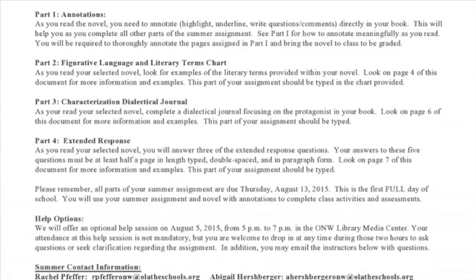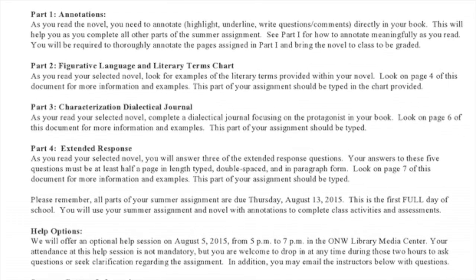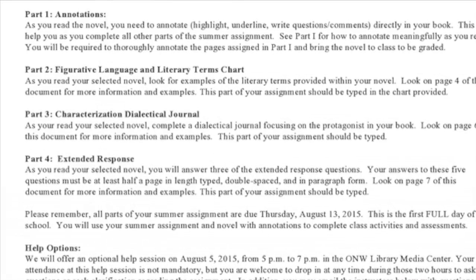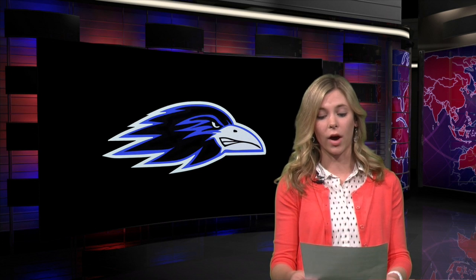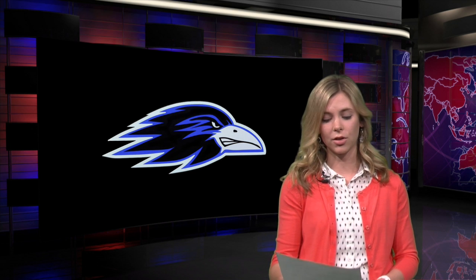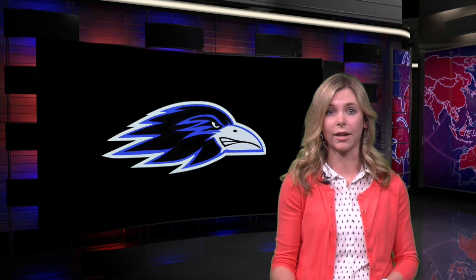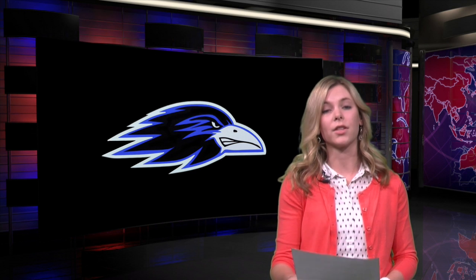Let's take a look at part one. For this part of the assignment, you are required to annotate various sections of your novel, a total of three. The pages you will need to annotate are listed under Required Annotations on page two. Annotations mean you mark the text, take notes, and interact with the text to create a stronger connection and develop greater meaning of what you are reading. Please refer to the sample annotations on page three.